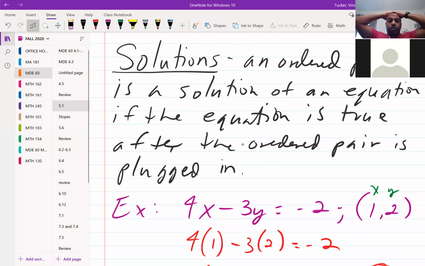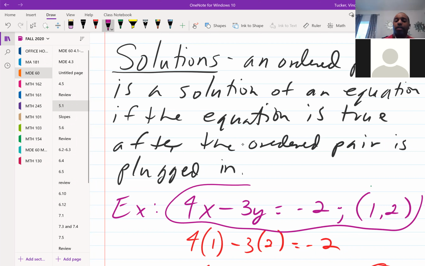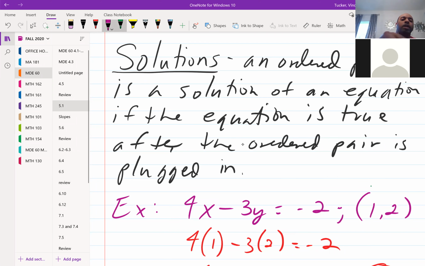All right, solutions. An ordered pair is a solution of an equation if the equation is true after the ordered pair is plugged in. So an example, we have 4x - 3y = -2. And if they set it up this way, (1, 2), then all they want you to do, and they'll say, is this ordered pair a solution? They just want you to take 1 and 2 and plug it into the equation. I'll give you a chance to finish writing, but just tell me how to set up yours.